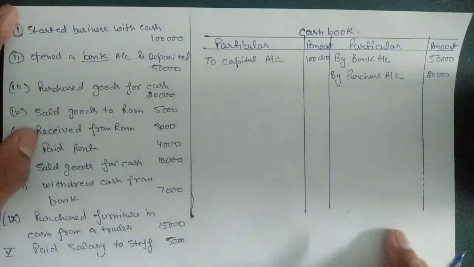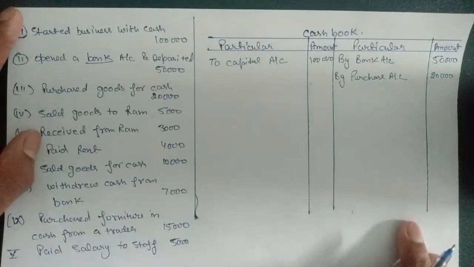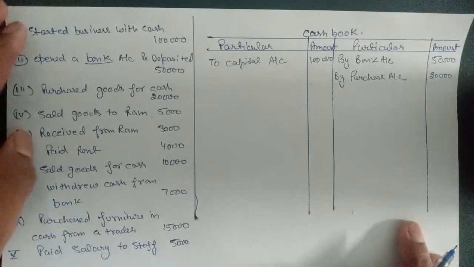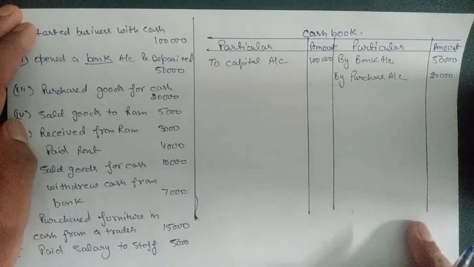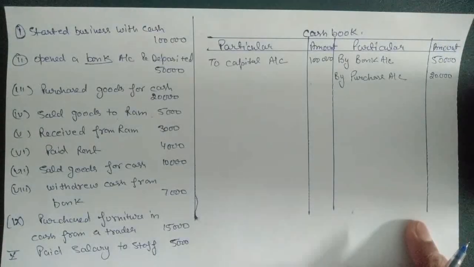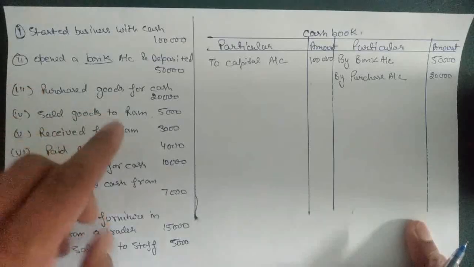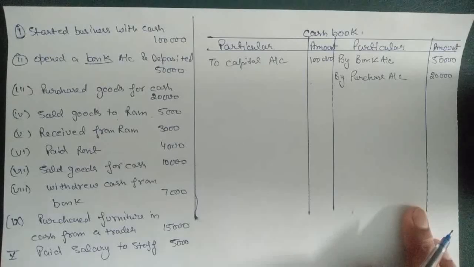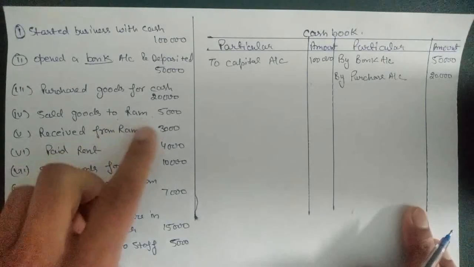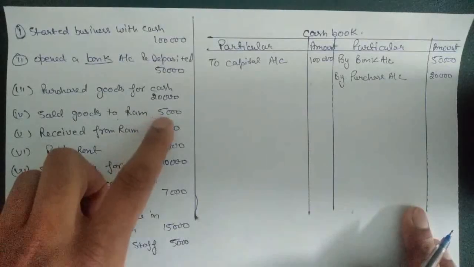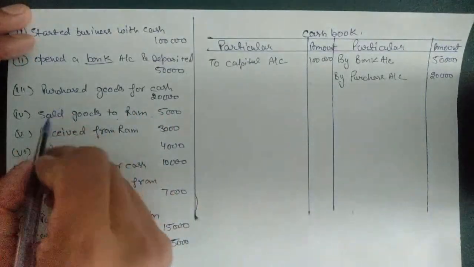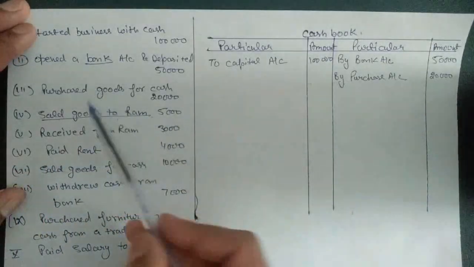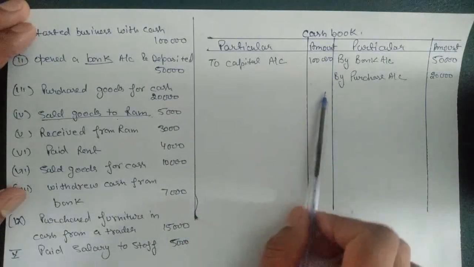Next thing is sold goods to Ram. It means we are selling goods to Ram worth rupees 5,000, but they do not mention here that we sold goods on credit basis or by cash or bank. So we will take it as a credit transaction. As I told, they have to mention that the selling is in credit or cash, but they do not mention cash here, nor do they mention bank here. So we will take the entry as a credit entry. As I told, we do not post credit entries in the cash book. We post only cash transaction entries in the cash book.